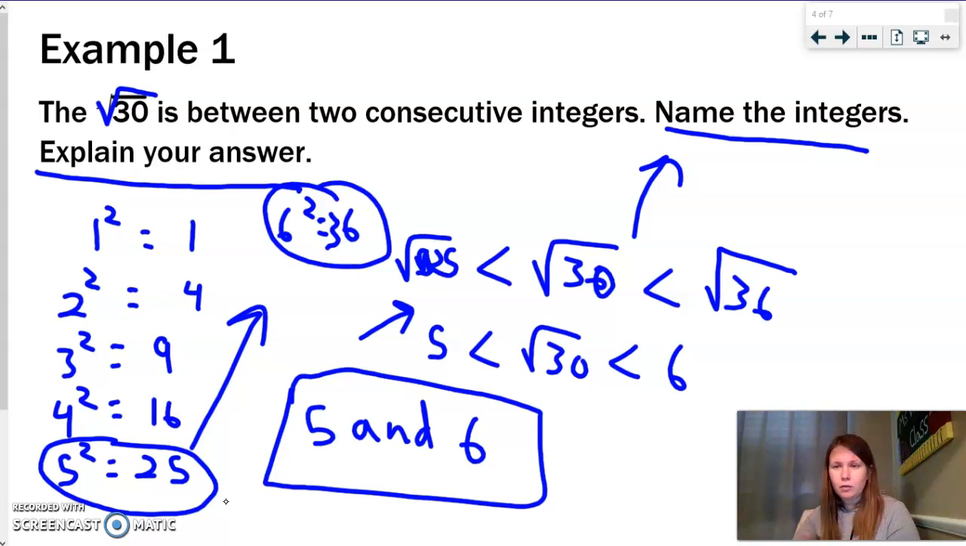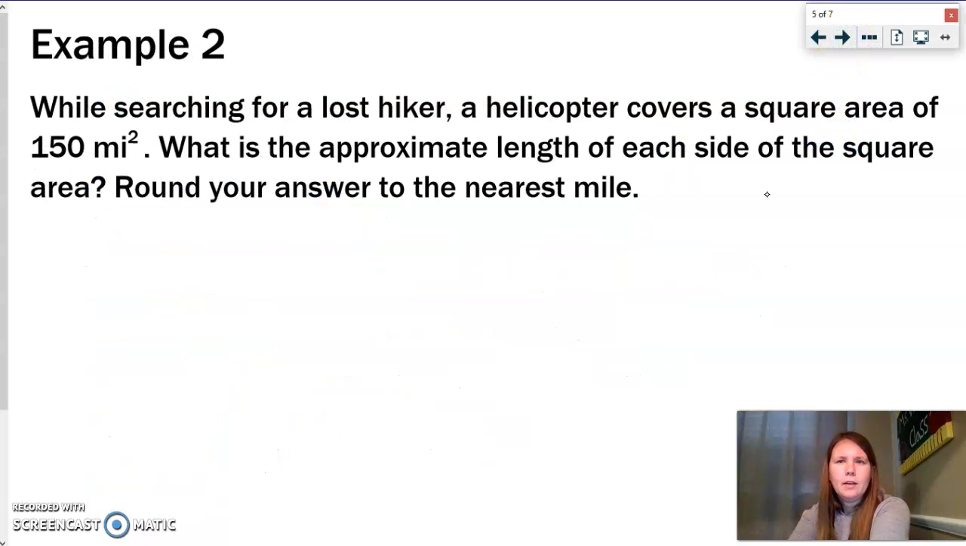I'm not just going to necessarily write it all out, just for the sake of time for this video. The two integers it's in between is 5 and 6. So let's take a look at another example.